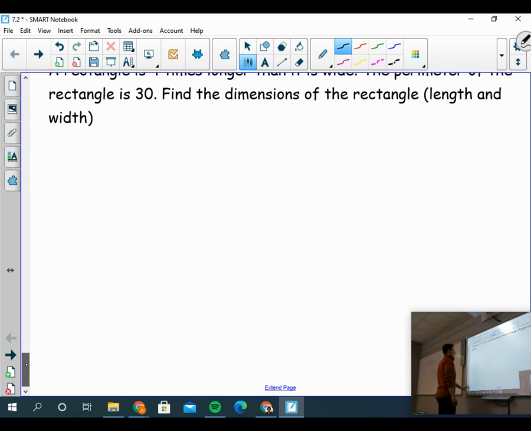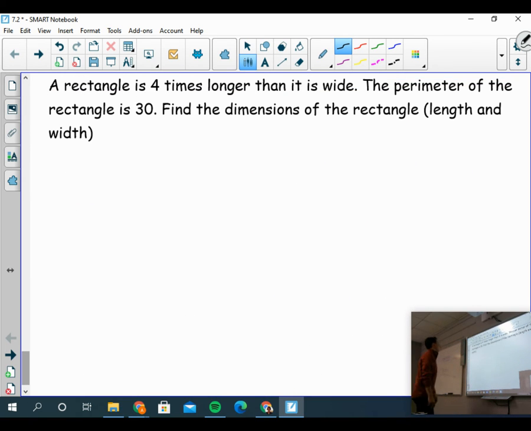So we'll do one more real-world example together. A rectangle is 4 times longer than it is wide. The perimeter of the rectangle is 30. Find the dimensions of the rectangle, the length and the width. So again, try this on your own. Check your work with mine then.